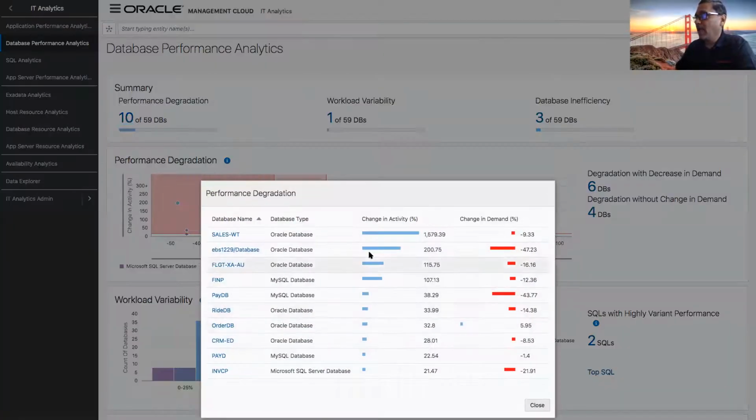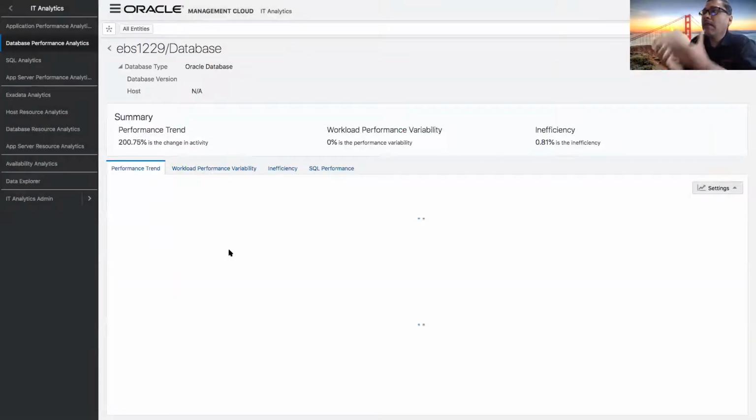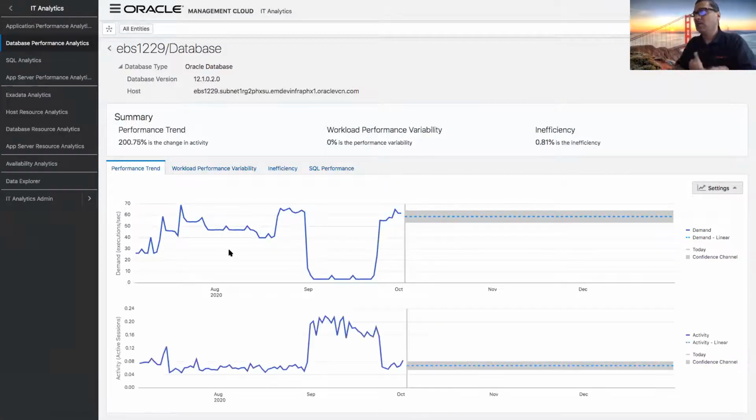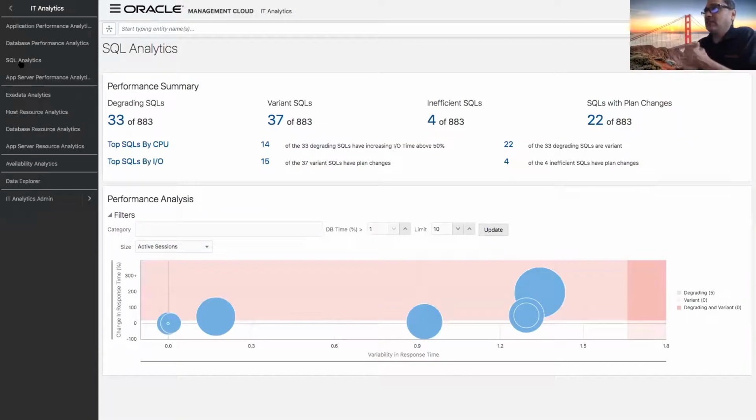And if I pay attention to them, I can become proactive and get better performance out of my Exadata boxes, or even if it is on a non-Exadata system, I can get that. And I also spoke about identifying SQL performance problems across your fleet of databases. So the 4 use cases I mentioned in my talk: the degrading SQL, the variant SQL, the inefficient SQL, and SQL with plan changes. So what I'm saying is, out of the 83, 33 are degrading.